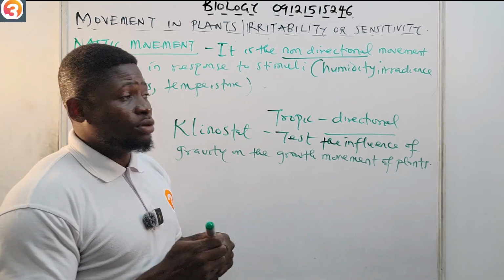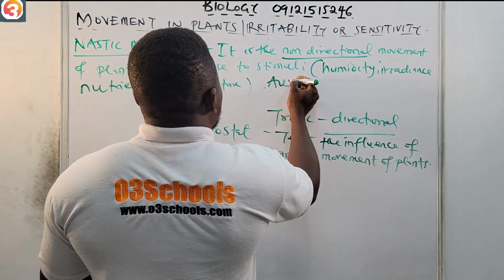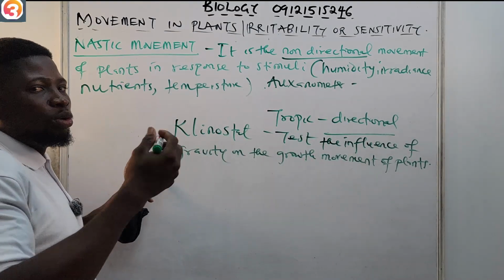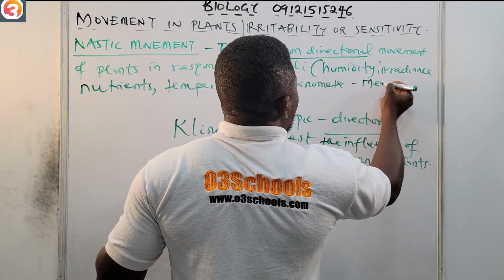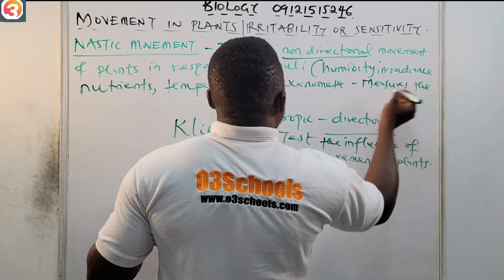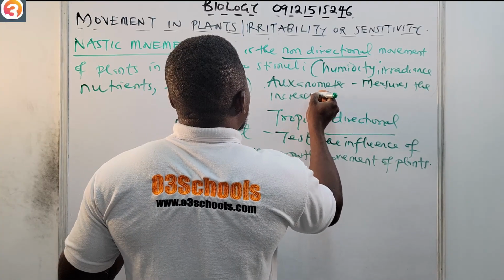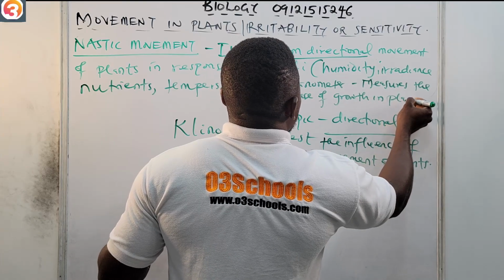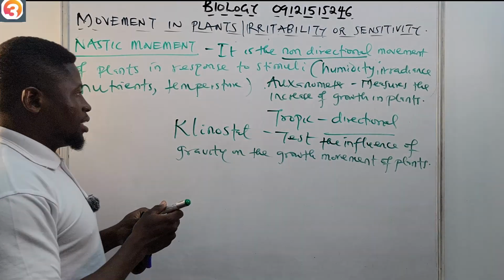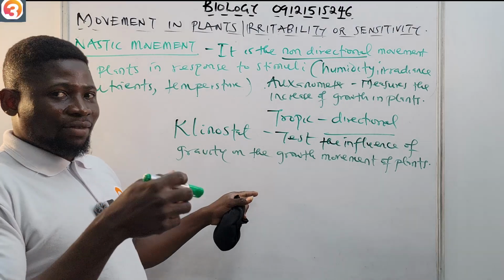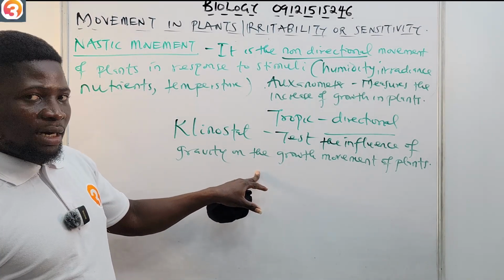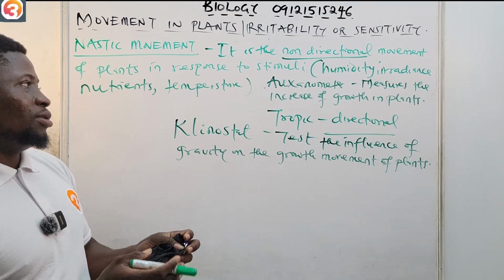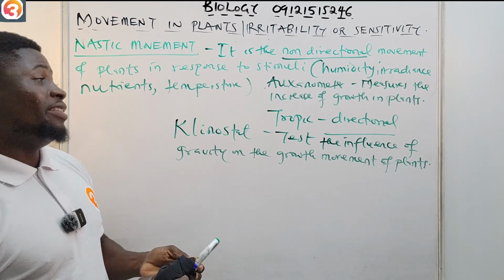They also have another device we call auxanometer. This one measures the increase of growth in plants. Please take note of that. So a clinostat tests the influence of gravity on the growth movement of plants, while the auxanometer measures the increase of growth in plants. You must take note of those devices.